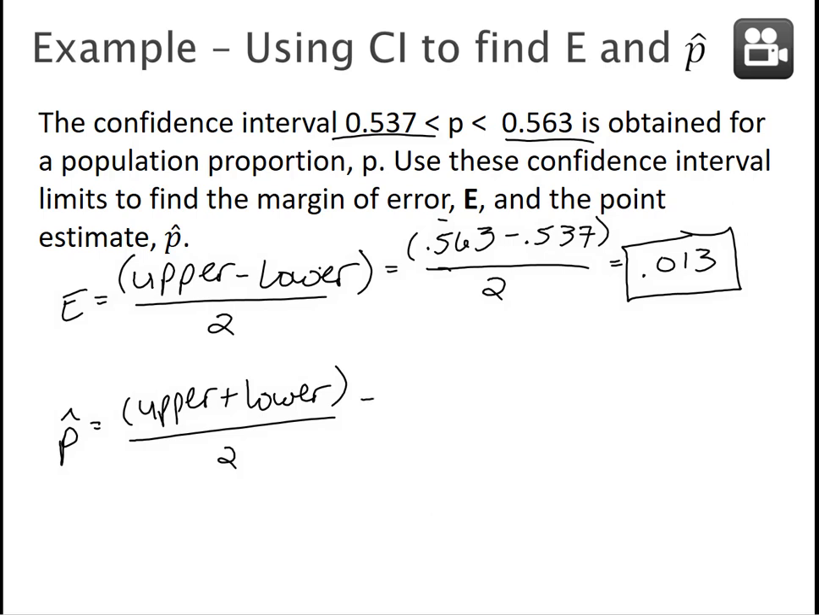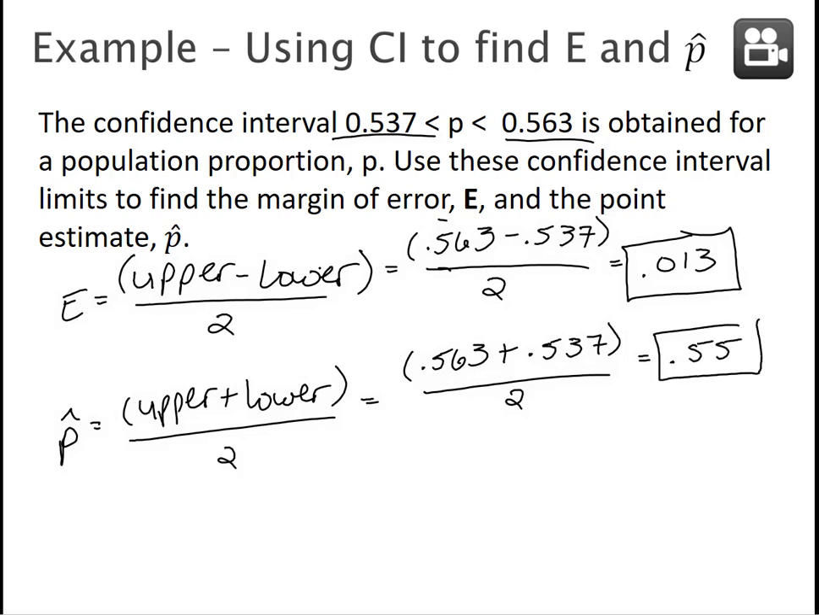So now back to finding P hat. Again, my upper confidence limit is 0.563, and then I add to the lower confidence limit of 0.537, and I divide by 2. So that should then look like parentheses 0.563 plus 0.537, close parentheses, divide by 2, and the calculator tells me that that is 0.55. And notice that 0.55 does lie directly in between 0.537 and 0.563. All right, and so you should be good to go for that problem.